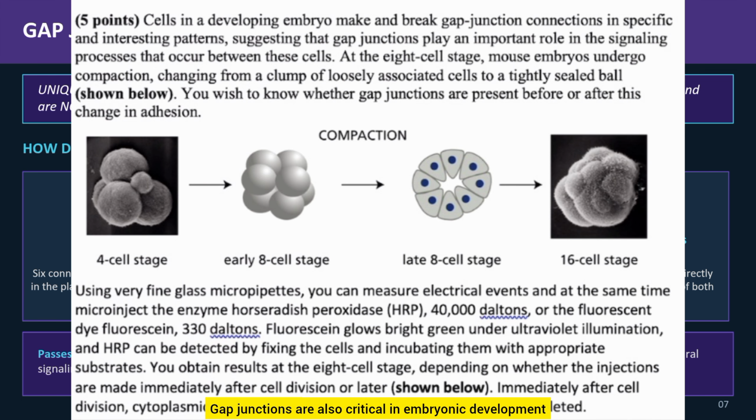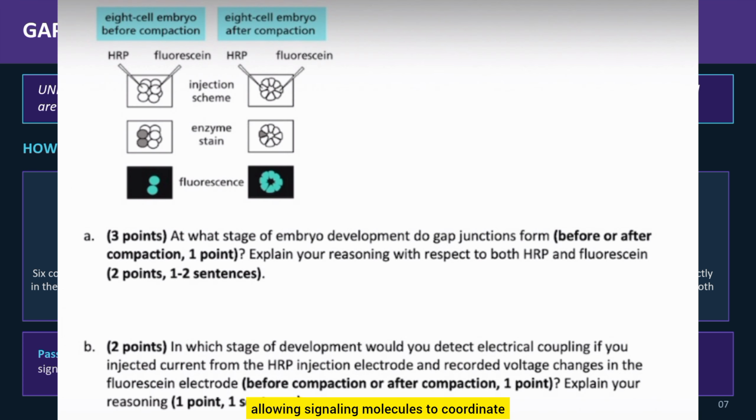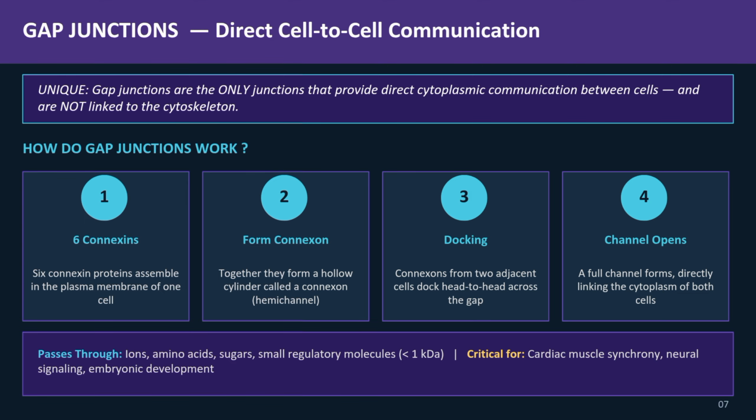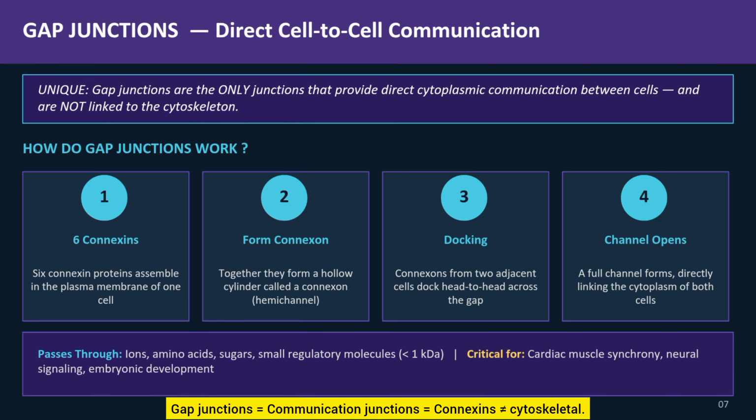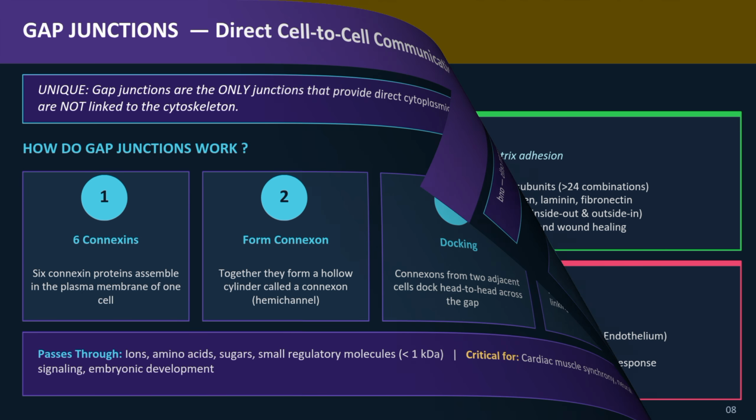Gap junctions are also critical in embryonic development, allowing signaling molecules to coordinate the fate of developing cells, and in neural signaling, where they mediate electrical synapses. The key phrase to remember: gap junctions equals communication junctions equals connexins equals not cytoskeletal.